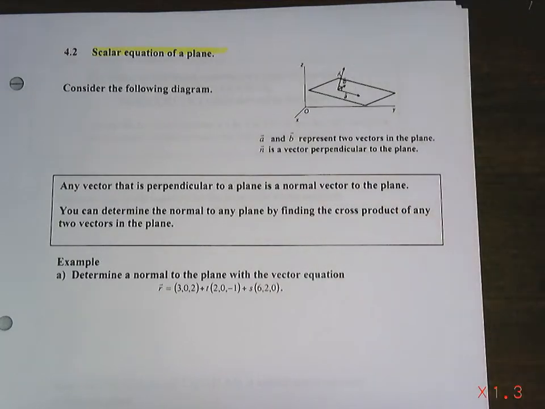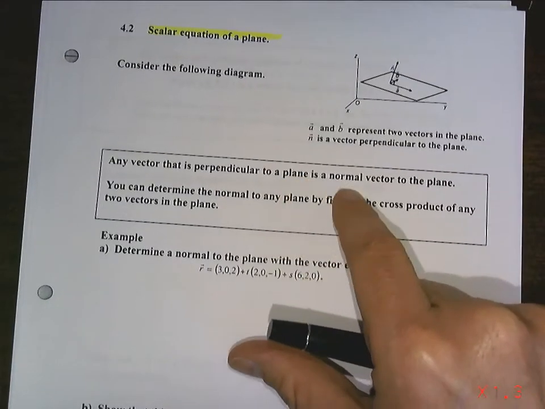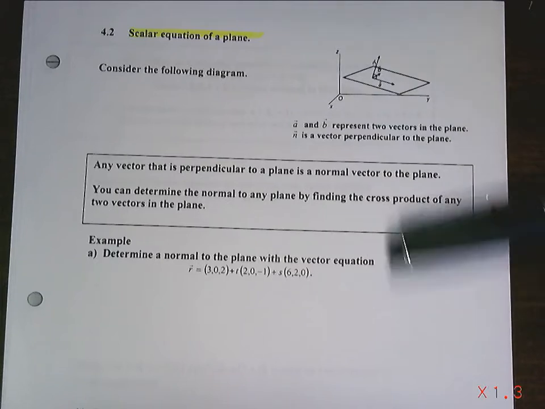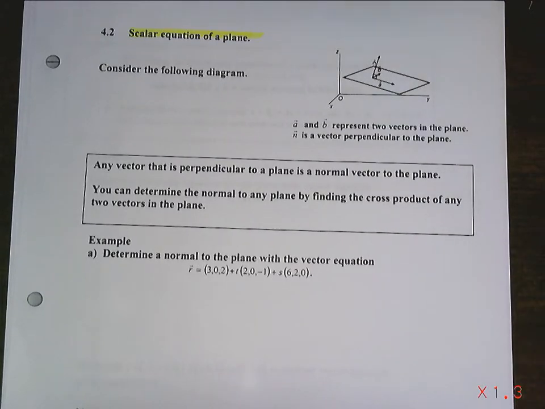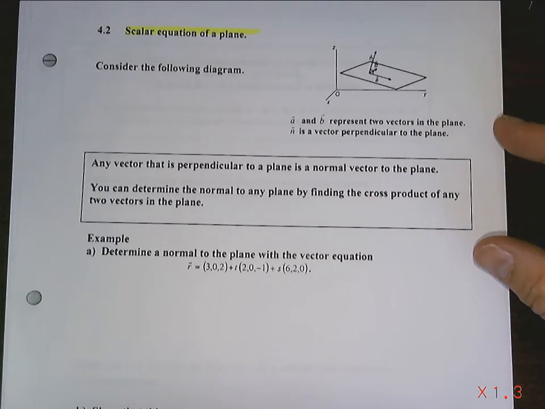Okay? All right. Any vector that is perpendicular to a plane is a normal vector to the plane. So that's just definition. So any vector that's going to be perpendicular to the plane, we're going to call a normal vector to the plane. It's just names. There you go. You can determine the normal to any plane by figuring out a cross product between any two vectors in the plane. Now that should make sense, right?